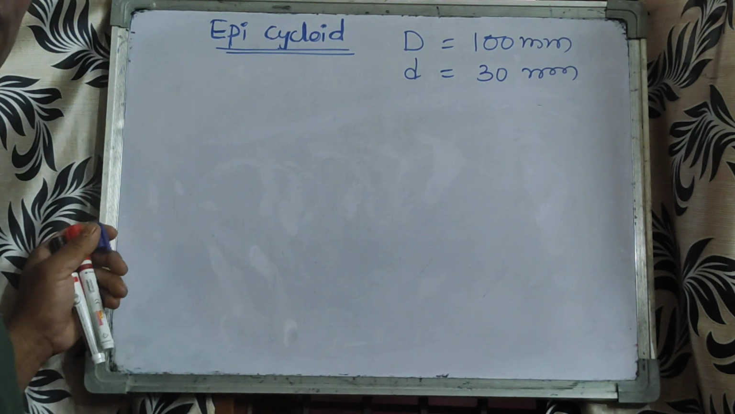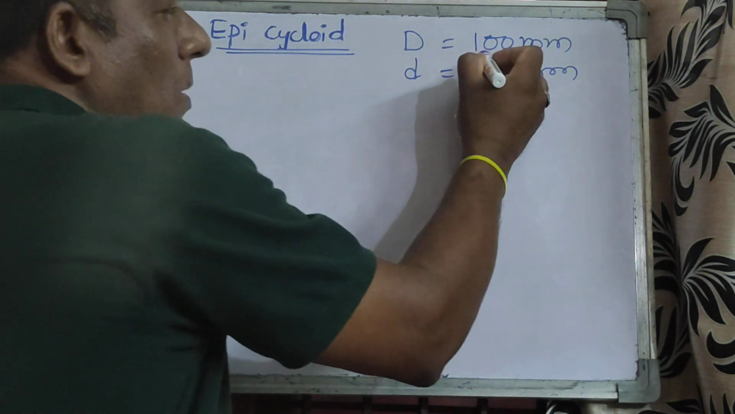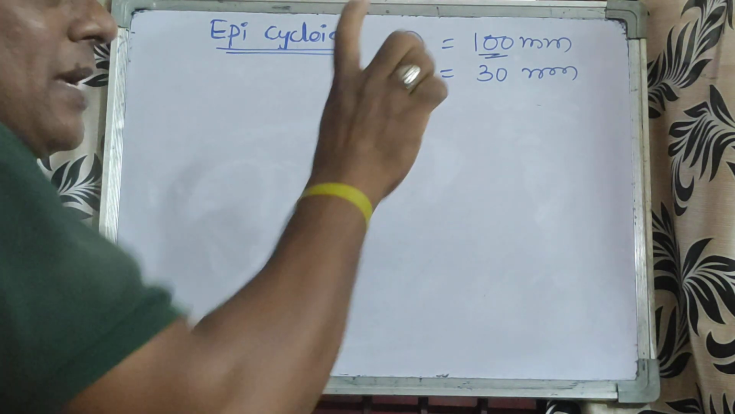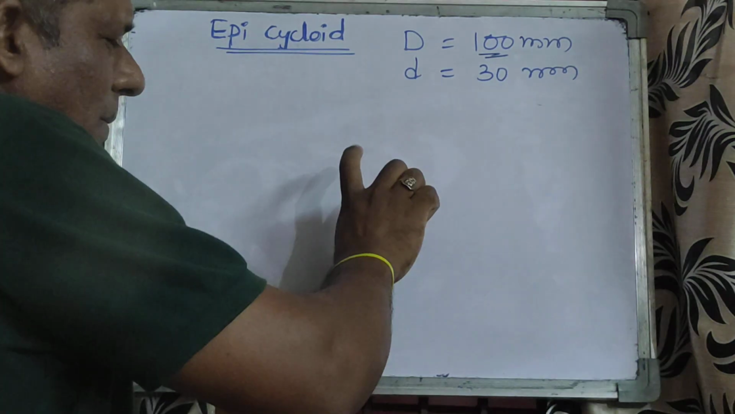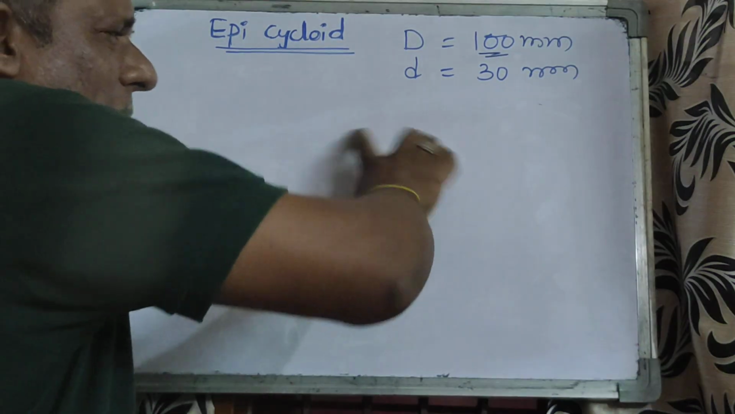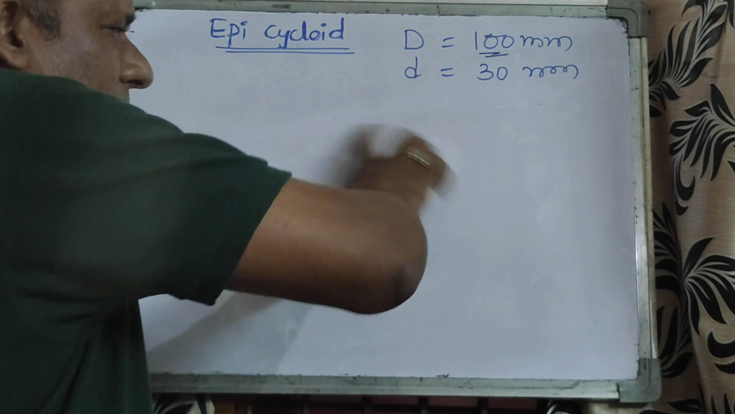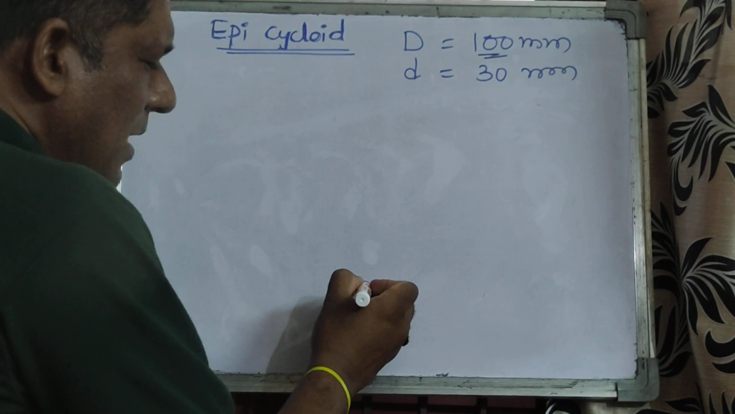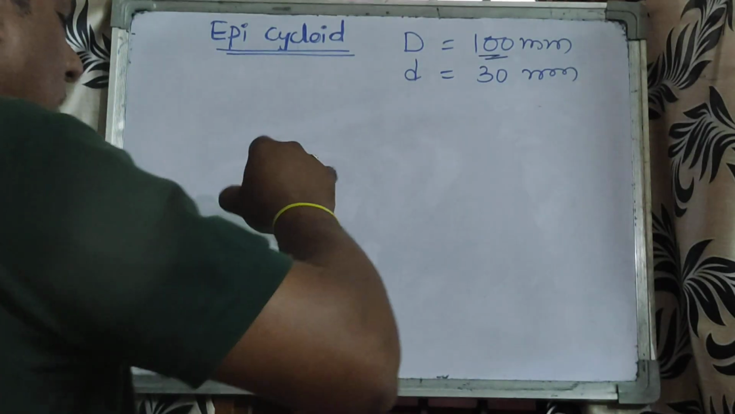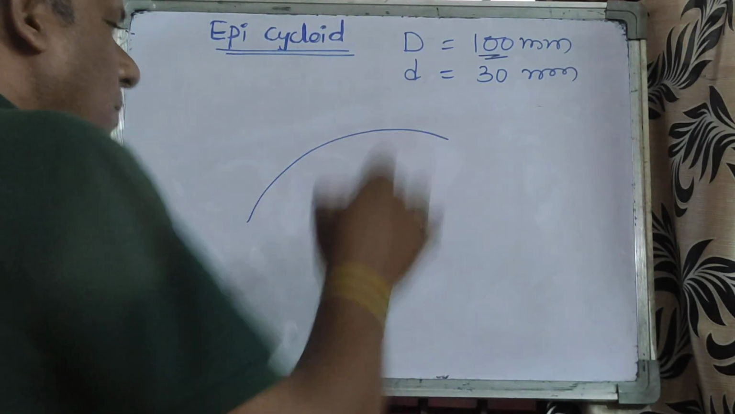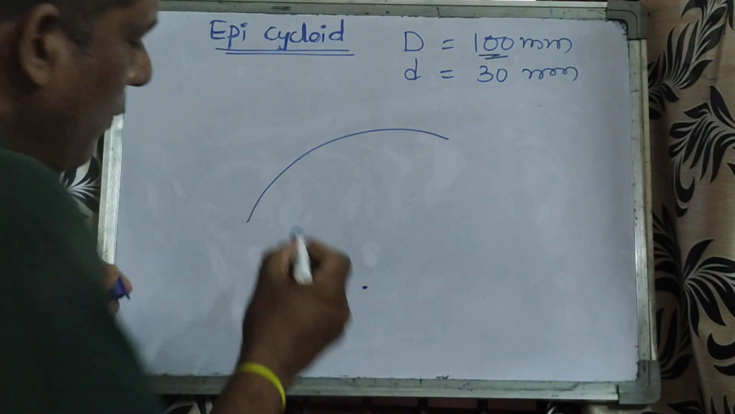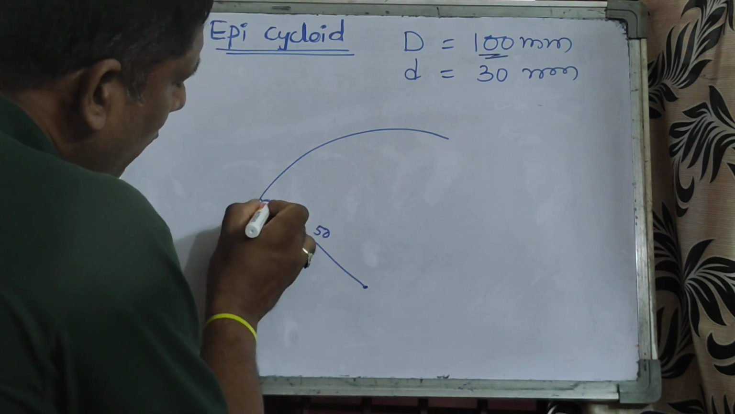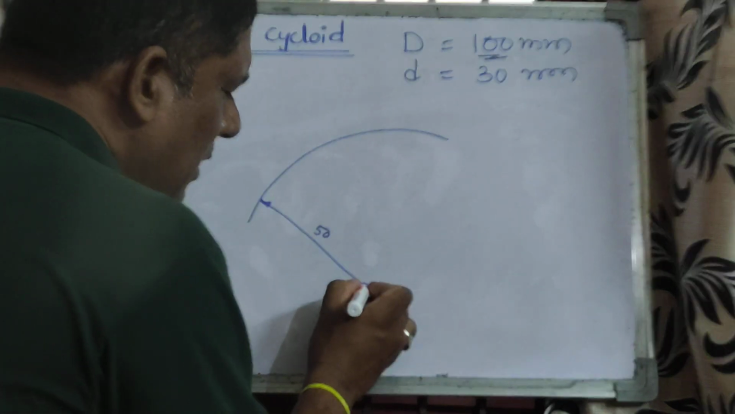So first, what you have to do, with this 100 mm diameter, take radius equal to 50 mm with the compass. Take radius equal to 50 mm and at any center draw an arc. You can draw here or here or here, as you wish. So from any center draw an arc with the radius of 50 mm. So from this point to the center point, radius is equal to 50 mm. So this is center point O.